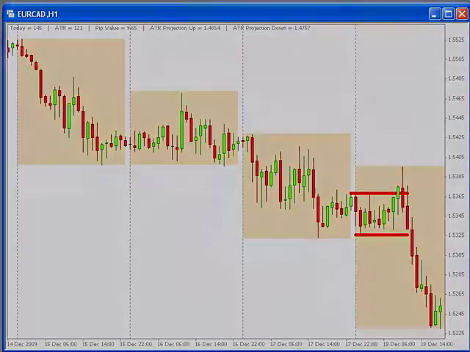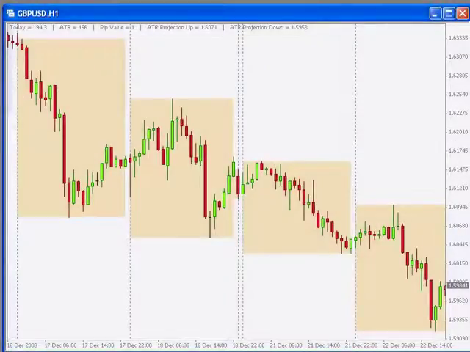All right, another quick example, the sterling pound against the American dollar on the 1 hour time frame, clear downtrend as per the week. We're going to focus on that part of the chart.